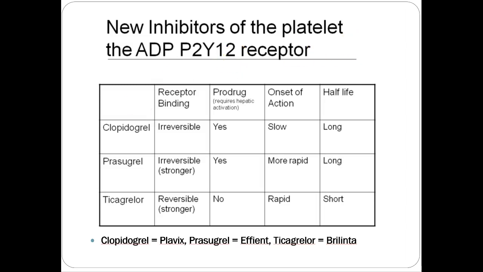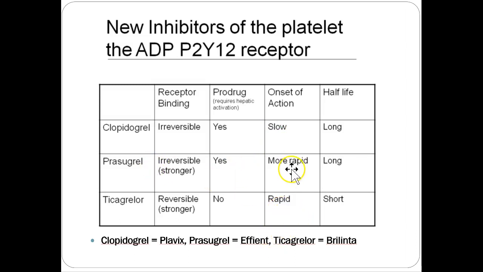Okay, so these are different P2Y12 inhibitors. You've got a couple different medications here. And again, we like ticagrelor. It's reversible. It's got stronger inhibition properties. It's got a really rapid onset compared to clopidogrel. Clopidogrel is Plavix. It's been around the longest, but it's slow. And ticagrelor has an advantage.